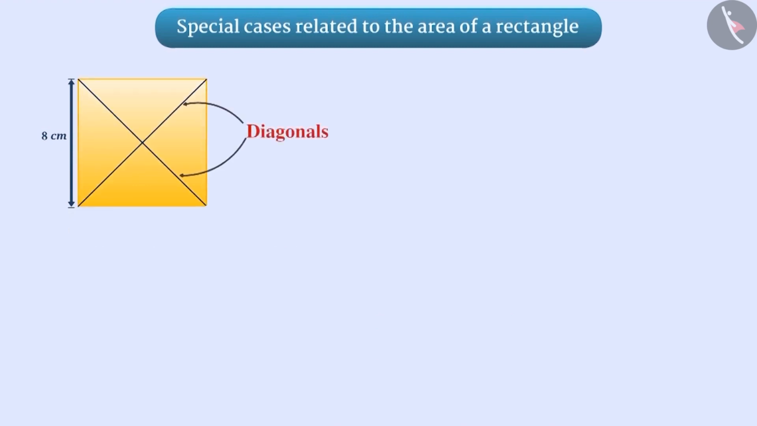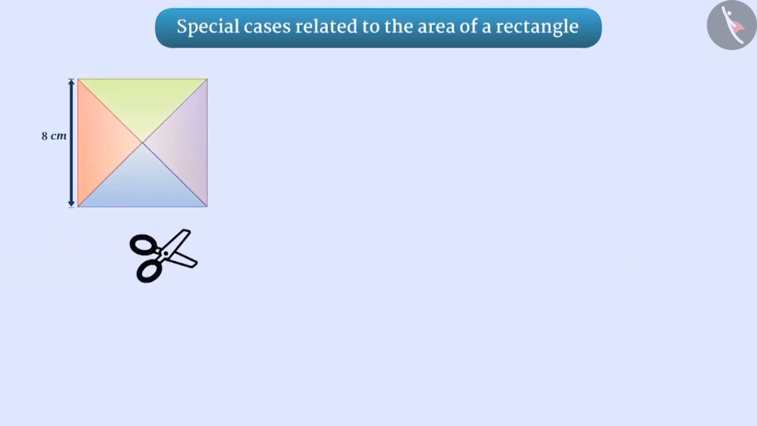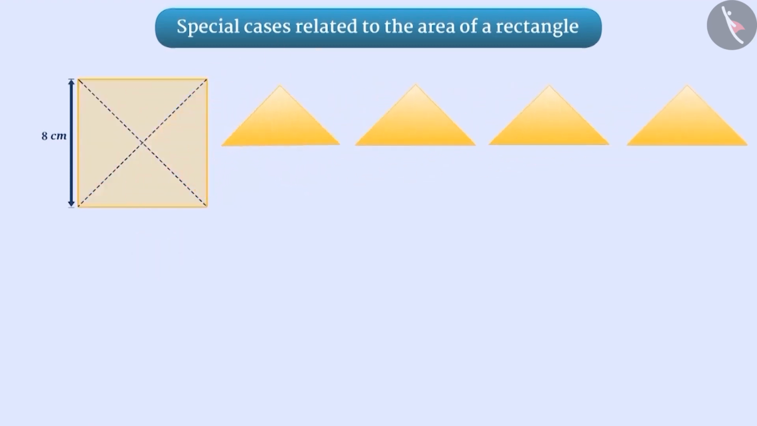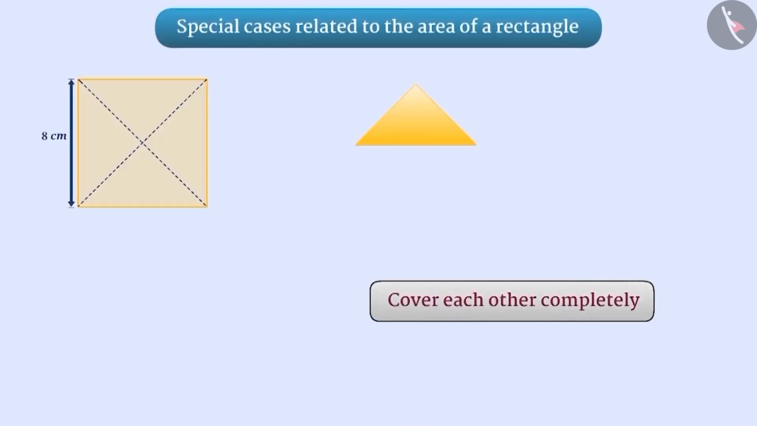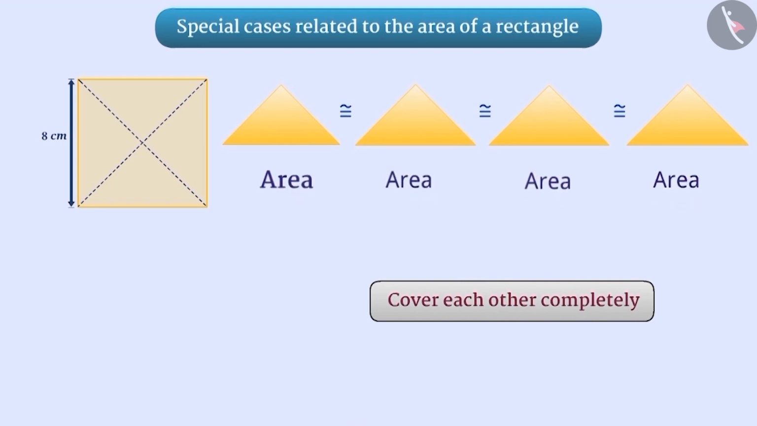Draw both its diagonals and divide it into 4 parts. You will get 4 triangles. Are they congruent to each other? Think for a while. Let me tell you, if we place all the 4 triangles, one on top of the other, they will cover each other completely and exactly. Therefore, we can say that since all 4 triangles are congruent to each other, they are equal in area.